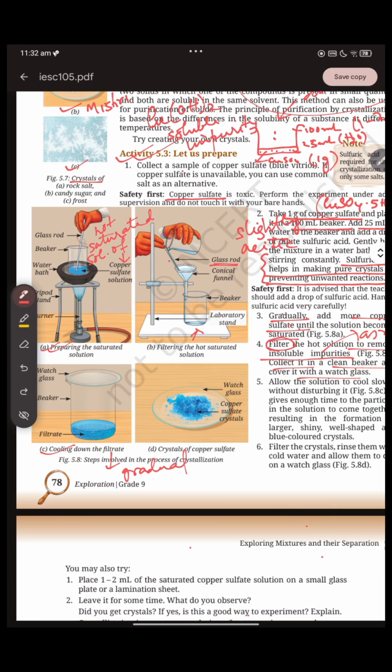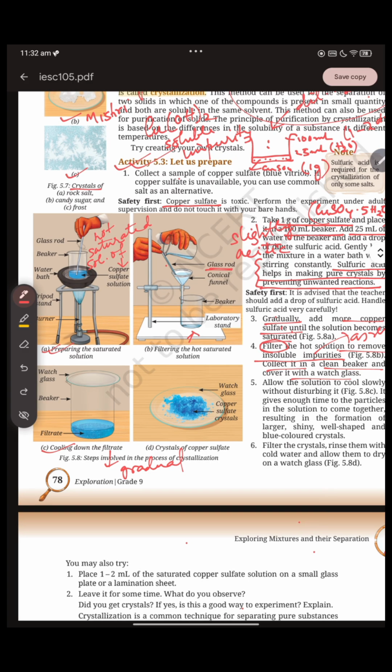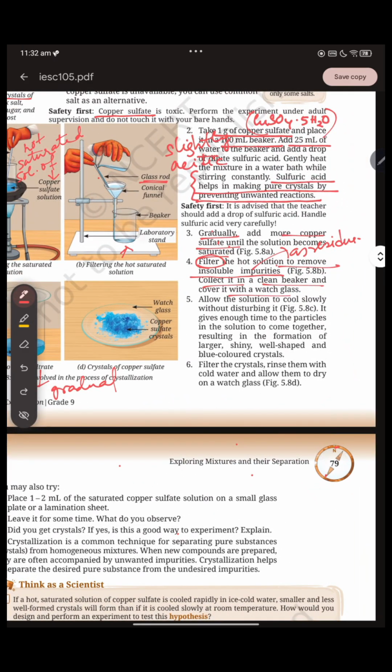It's a gradual process. Gradual cooling is being done. After some time, without disturbing the solution, that's very important. That is, cool slowly without disturbing. This is very important. What you will see? You will see shiny, sharp, well-shaped crystals, blue in color, of copper sulfate, and they have sharp texture. And you will get the crystals. You can filter the crystals, you can rinse them with cold water, and that also in filtration process only, and allow them to dry in a watch glass.